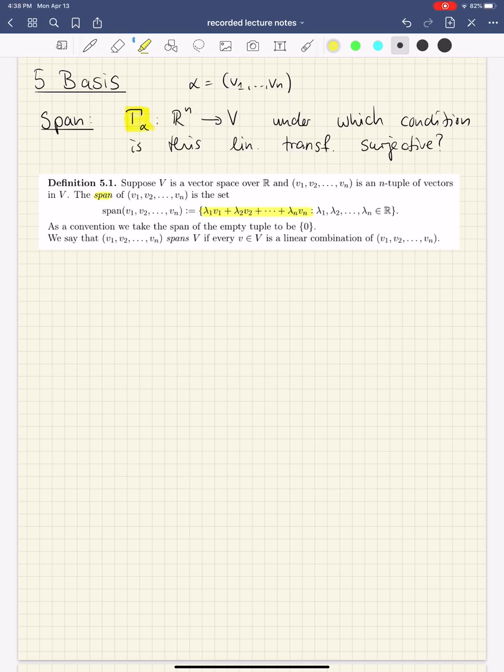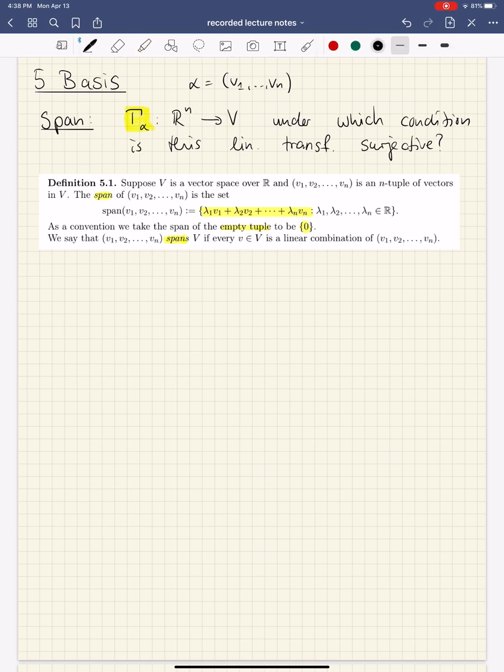And then some conventions here. Again, we want to know what happens when I have the empty tuple, and so the empty tuple will just span the zero vector space. And another convention is that we say a tuple spans a vector space if and only if the span of the tuple is the vector space, which is the same as saying that every element in V is a linear combination of that tuple.